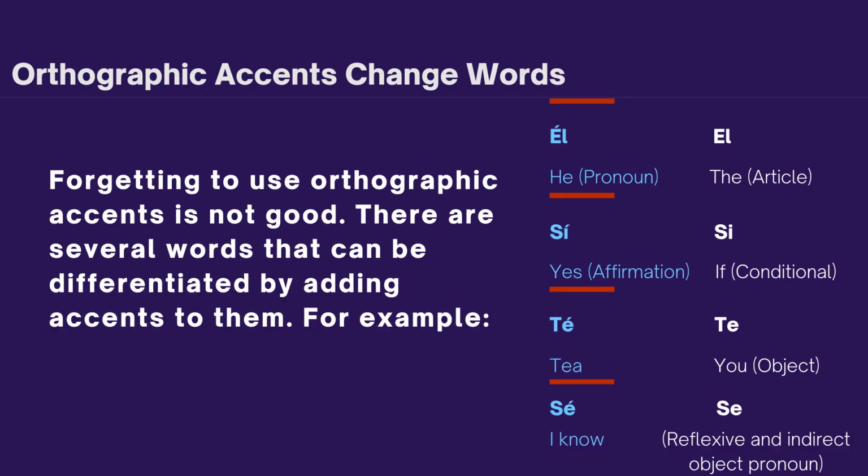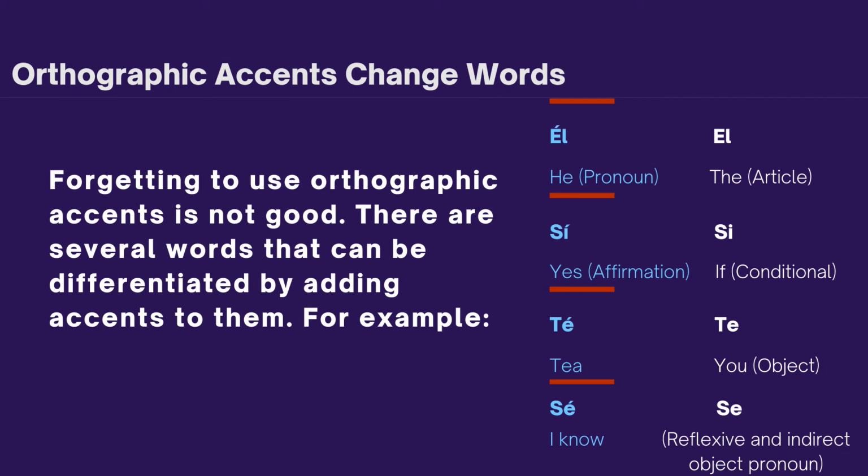Now, why is it important to know about these orthographic accents or tildes? Well, because they do change the meaning of words, okay? Forgetting to use orthographic accents is not good. There are several words that can be differentiated by adding accents to them. For example, él with an accent in the vowel E means he, a pronoun. Whereas el without the accent or tilde means the, an article.